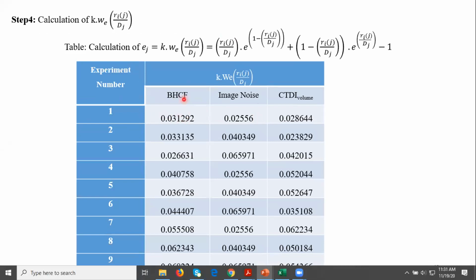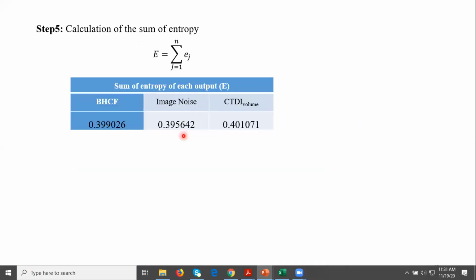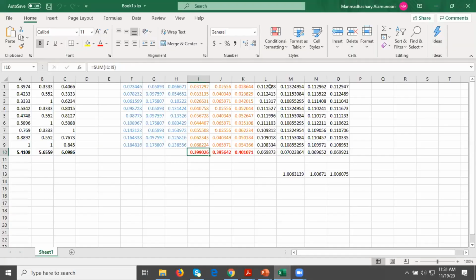For the first experiment, the Beam Honey correction factor, this value you have to substitute here. For the second experiment, you have to substitute this value. Like that, when we are doing this, you will get this function, as you can see here.